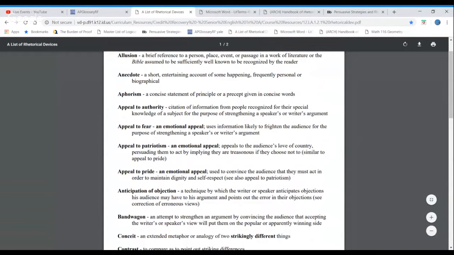Aphorism. A concise statement of principle or a precept given in concise words.